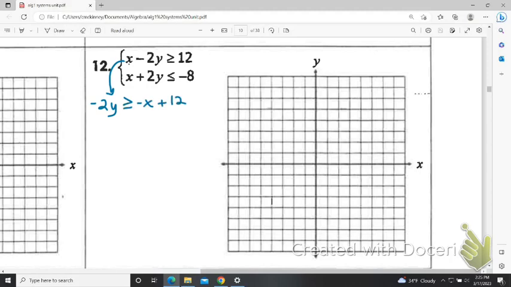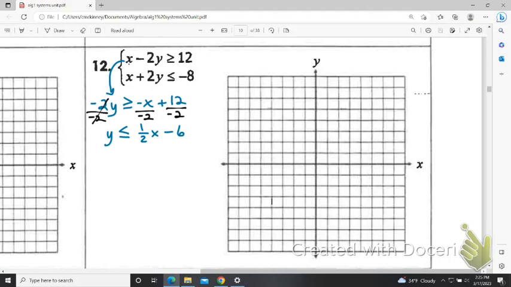Then I need to divide everything by -2. And you remember way back when we did inequalities on number lines, if I multiply or divide by a negative, flip the sign. Sing my silly song so you don't get it wrong. Yes, that still applies. I'm dividing by a negative, so this symbol is going to change direction. Also, that becomes positive 1/2 x and negative 6. If I don't change that direction, my shading is going to be in the wrong place.